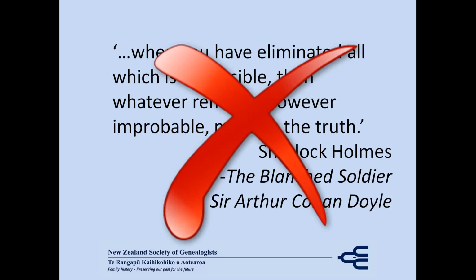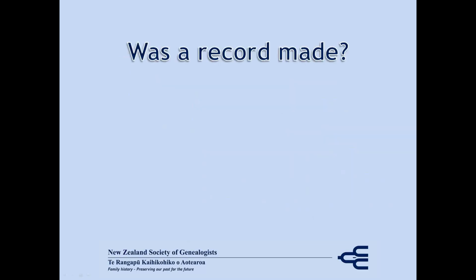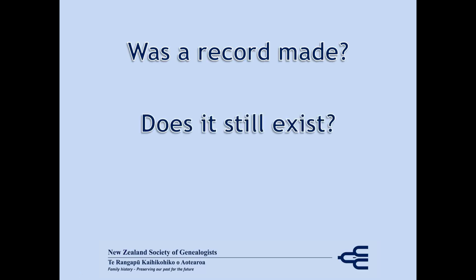We need to go and have a look further into the records and find out, was a record made? Sometimes, such as passenger lists between Australia and New Zealand, there is no record. If it was made, does it still exist? Now, you might have the parish records for a certain period of time, but others may have been lost because the mice ate them. All records may have been destroyed deliberately or through war. But if you have ascertained that it still exists, the next question is, where is it?